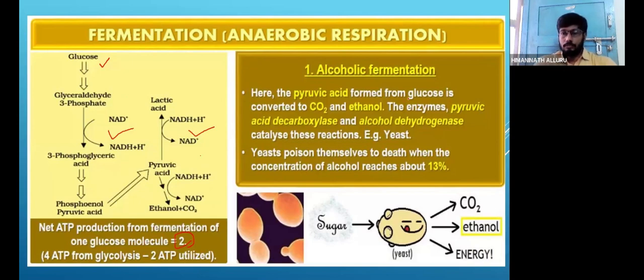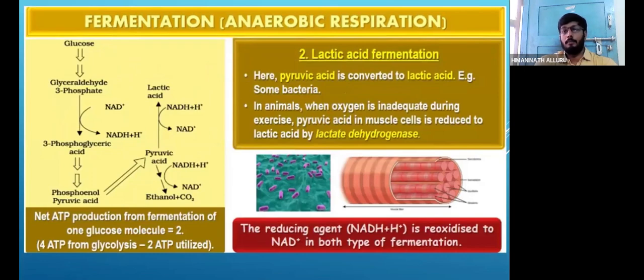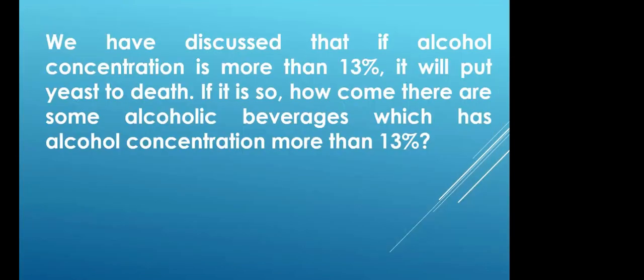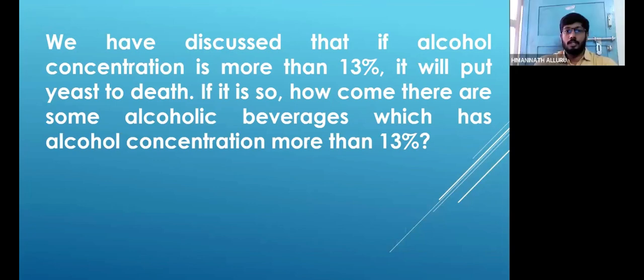And the students will definitely have this concept in the 12th standard, but in 11th they will definitely have a doubt: the yeast puts itself to death by poison when the alcohol level goes beyond 13%. So if it is so, there is a question on the screen, you may be able to see. You can try answering that.